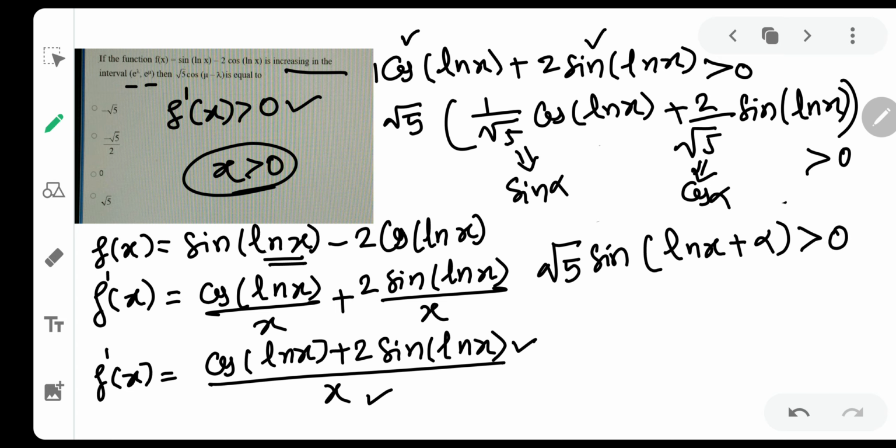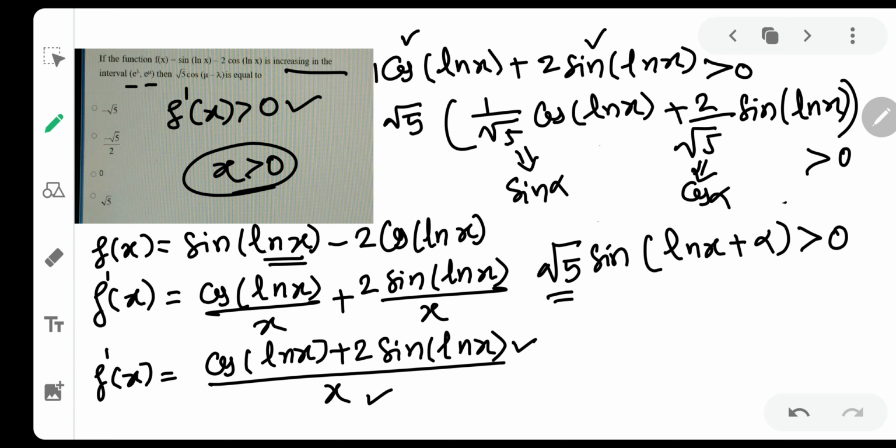Okay, so I am not calculating the value of alpha over here, but you know that sine alpha is 1 by root 5, cos alpha is 2 by root 5. So alpha will be sine inverse of 1 by root 5 or cos inverse of 2 by root 5, or even you can calculate that in terms of tan also, but right now it is not needed, so I wouldn't care, right? Okay, so observe carefully.